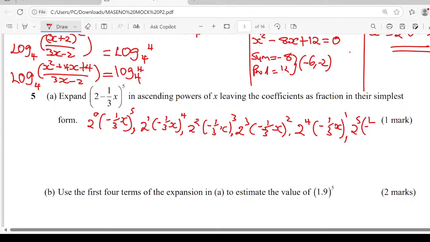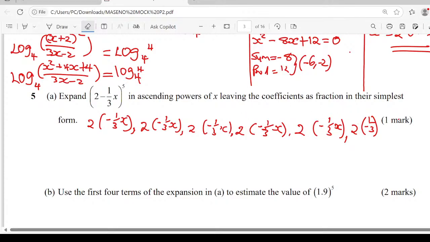Wait, what have I done? Just a moment. Oh, sorry. I've written this wrongly. I have interchanged these powers, which is not good. This should be, let me change these powers. Just a moment. Inakaa mpira ya Harambee Stars imenipea stress.